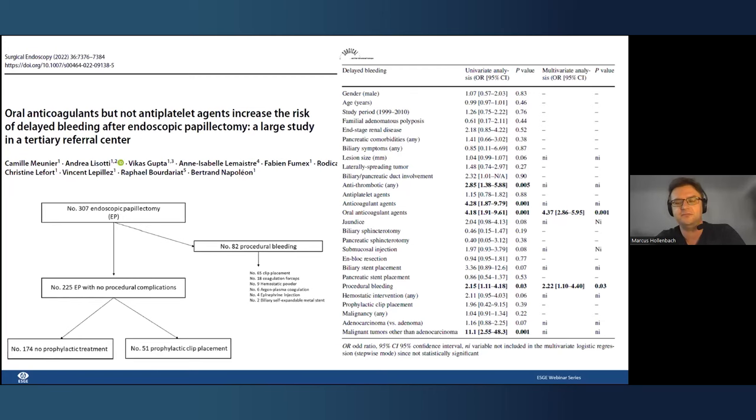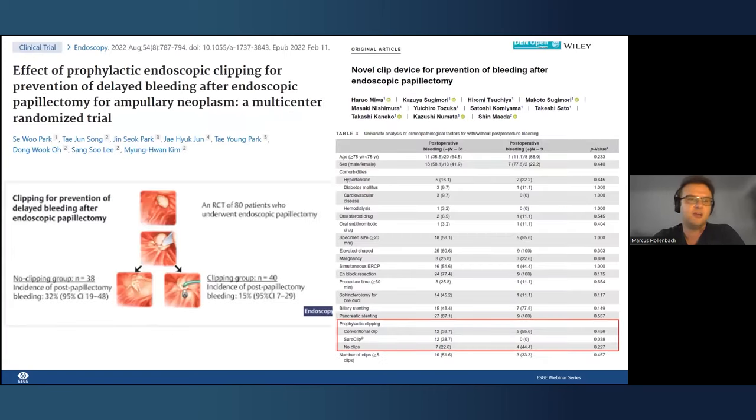In this regard, there was a prospective trial analyzing endoscopic papillectomies, and it was randomized if the patients received a prophylactic clipping after the papillectomy or not. And in this study, you have a delayed bleeding rate of 32% in the non-clipping group and a bleeding rate of 15% in the clipping group.